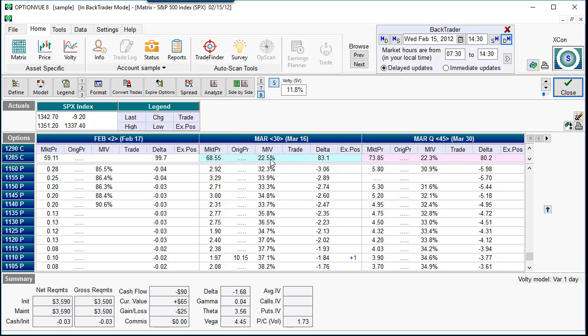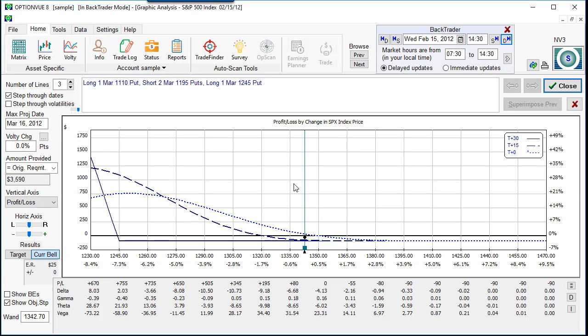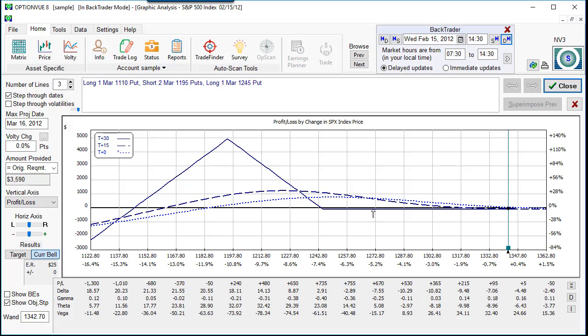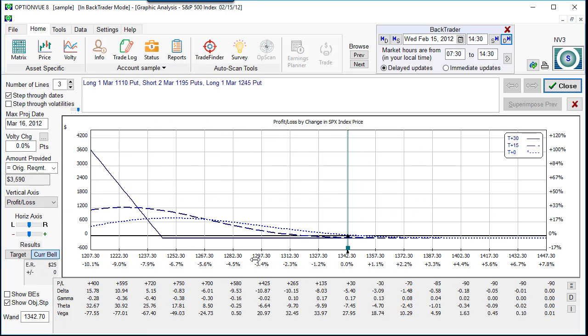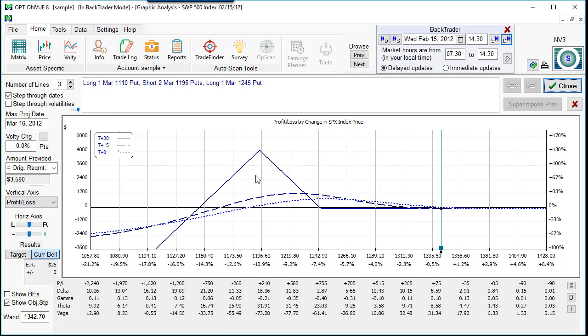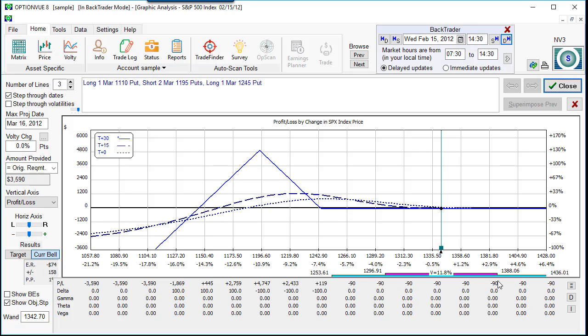All right, so we're 30 days to expiration. Here's what our trade looks like. We're way far away from where our profit tent is at, and yet you'll see we really have essentially no risk at all of losing this trade.